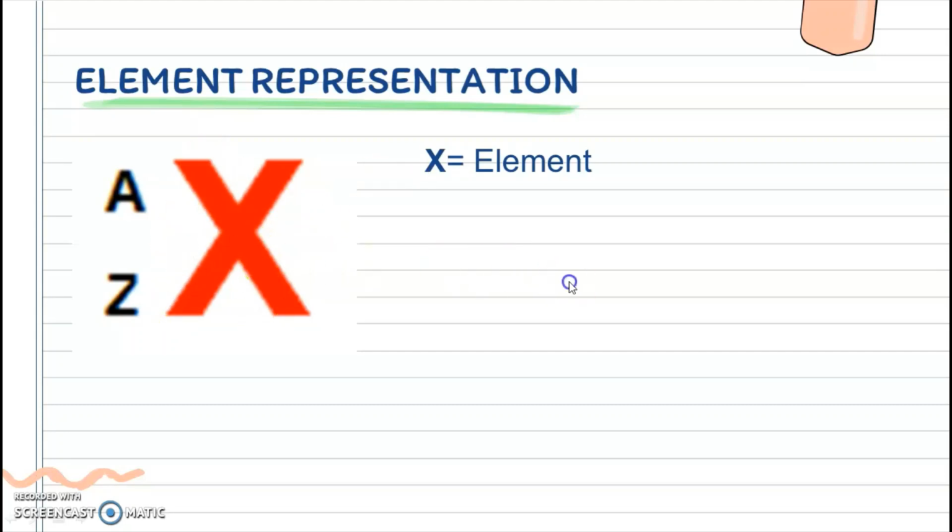And then we have the mass number, or represented by A. Siya yung number na nasa taas. Ang formula daw ni mass number is Z plus N. Pero ano yung ibig sabihin ng Z at ng N?